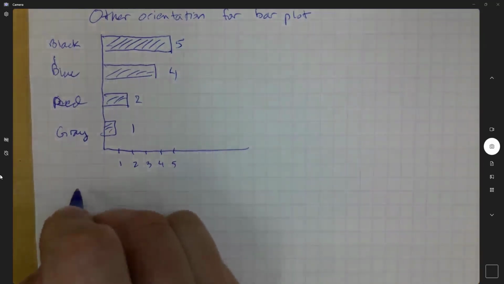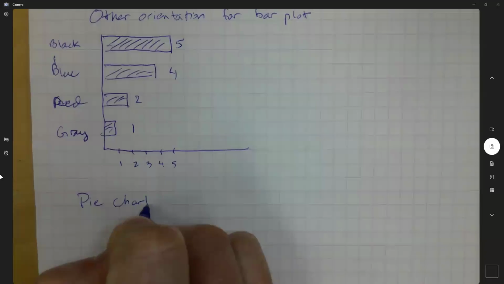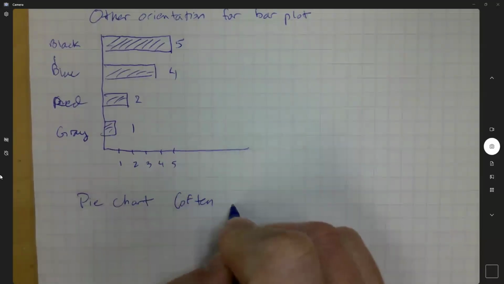And then you can also do a pie chart. This is often for relative frequencies.